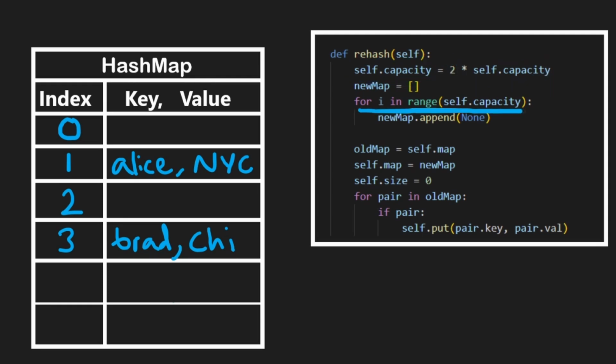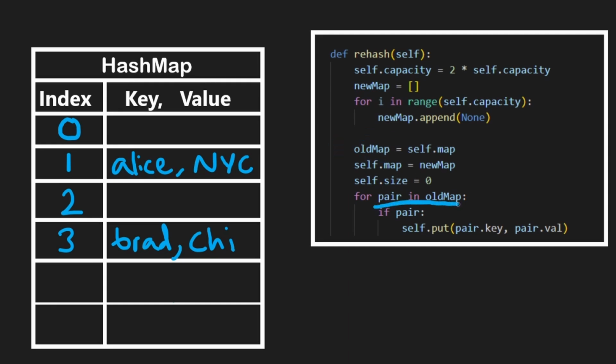So we could do a loop for that. We could just append null to it to indicate that there aren't any actual pairs in this just yet. And then we're going to take our current map, our current member map, and assign it to a temporary variable old map. Then we're going to take our new map and assign it to the member variable. So now our new map is the map that we're maintaining, but all we have to do now is take the values from the old map and put them in the new map.